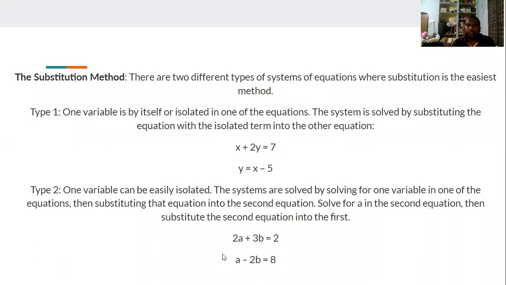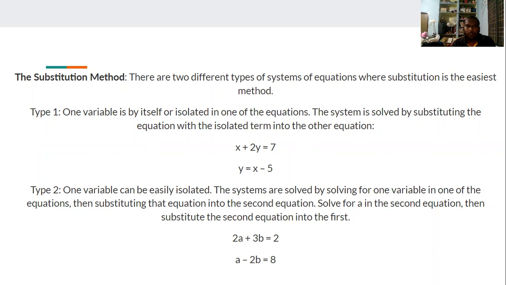Substitution method. There are two different types of systems of equations where the substitution method is the easiest method. Type 1 is when one variable is by itself, or isolated, in one of the equations. The system is solved by substituting the equation with the isolated term into the other equation. For example, x plus 2y is equal to 7, y is equal to x minus 5.